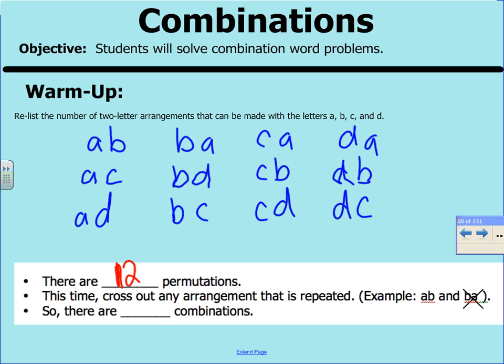The second step tells you this time, cross off any arrangements that are repeated. So what are some things we can cross off? Justin? Good. What else, Justin? Good. Okay, someone else. What else can we cross off? Briar? Okay. What else, Briar? Give me one more.